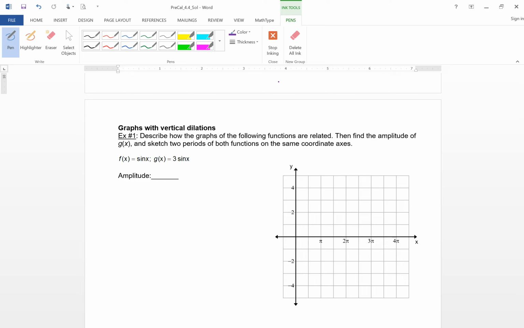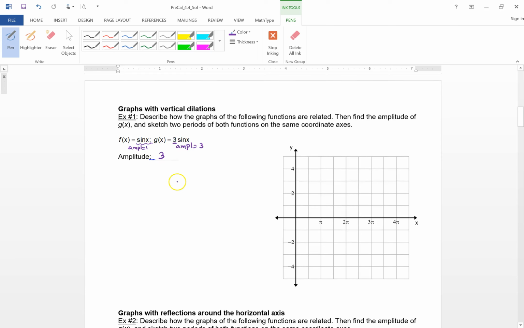Here we have sine of x, here we have 3 sine of x. What's changed? The 1 to 3. That means, whereas here, the amplitude is 1, here, the amplitude is 3. Okay, so the amplitude for g of x is 3. We're going to graph both.